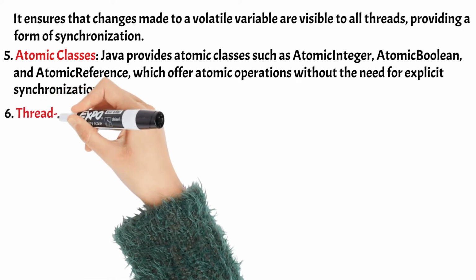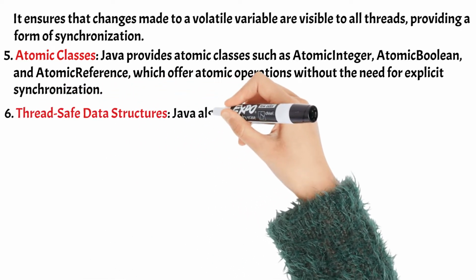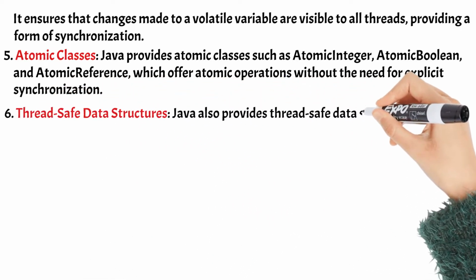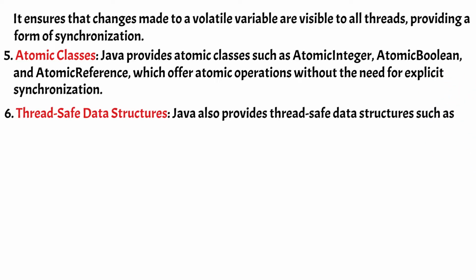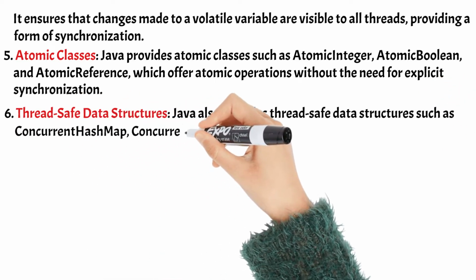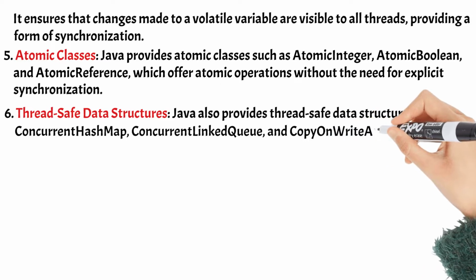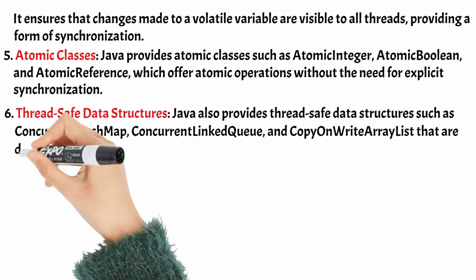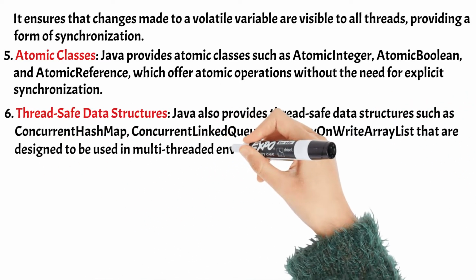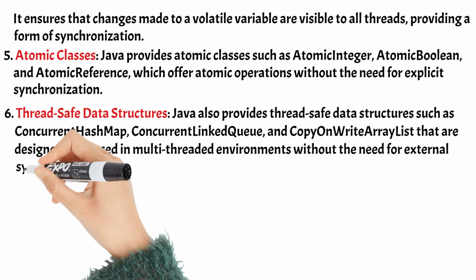6. Thread-safe data structures. Java also provides thread-safe data structures such as ConcurrentHashMap, ConcurrentLinkedQueue, and CopyOnWriteList that are designed to be used in multi-threaded environments without the need for external synchronization.